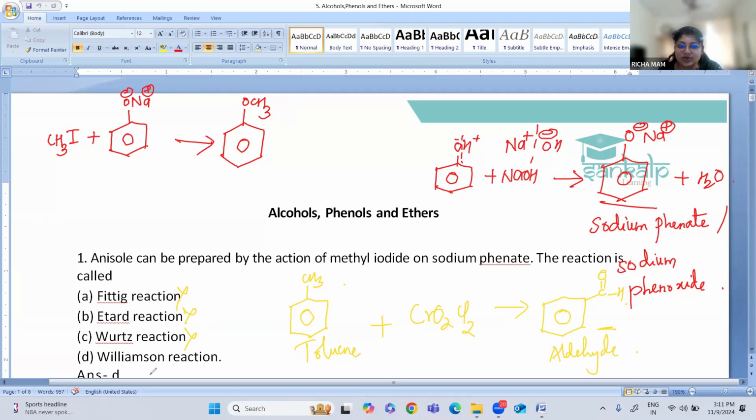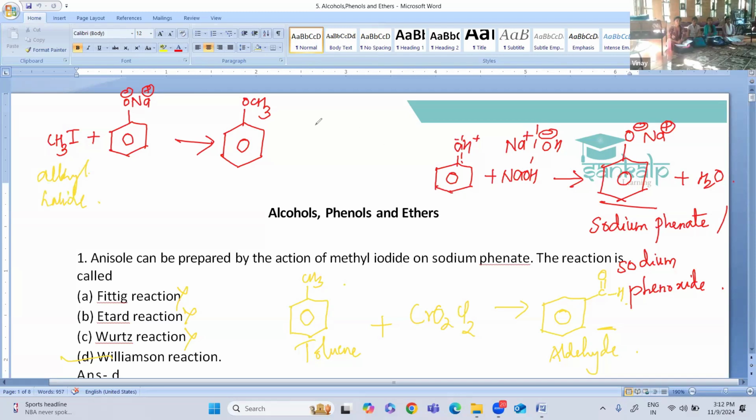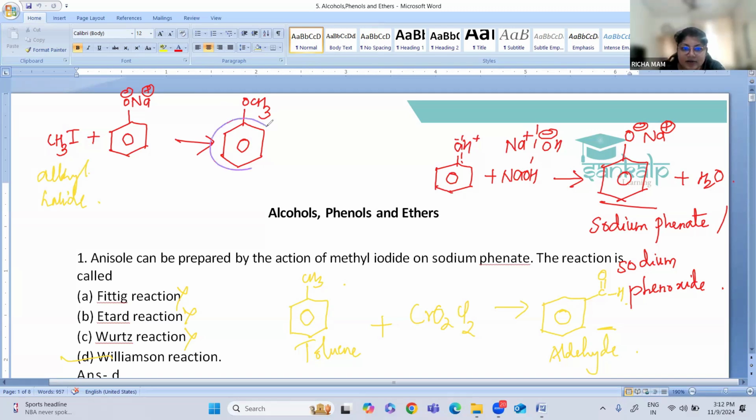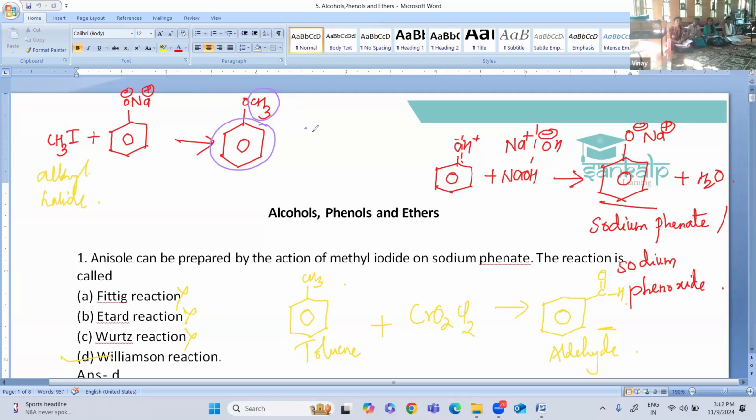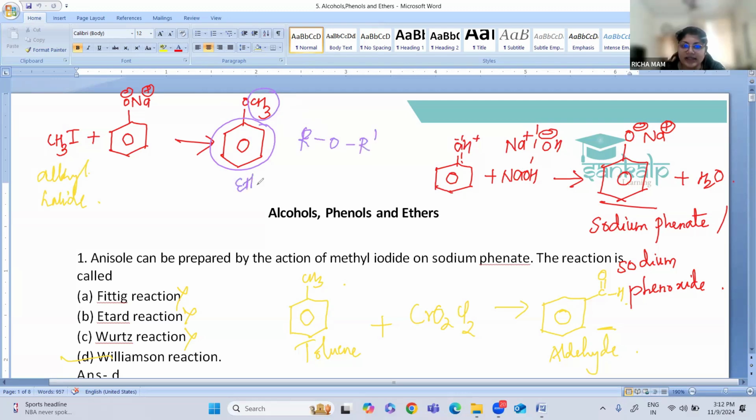Williamson ether synthesis. In that reaction, what is happening? One alkyl halide will be there, and it will react with what? First see the product. One is an aryl group and the other is an alkyl group, as in R-O-R'. So this is an ether, right?